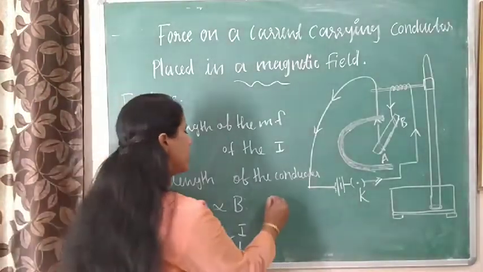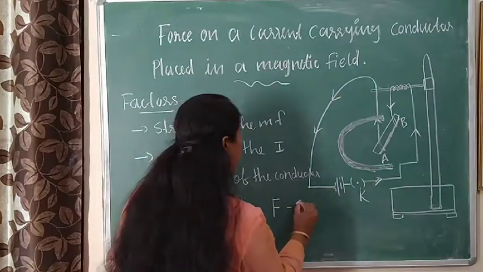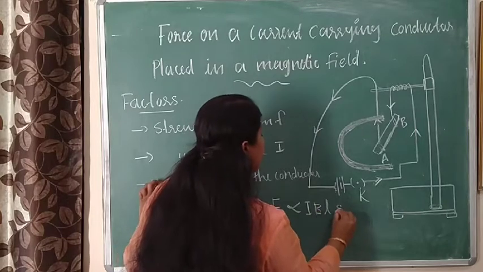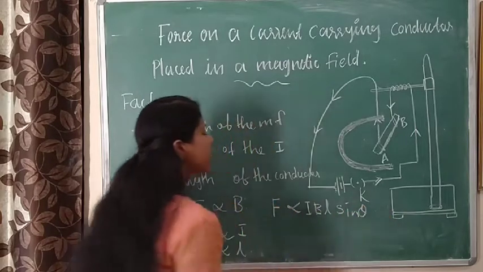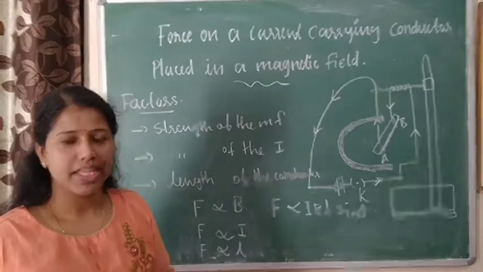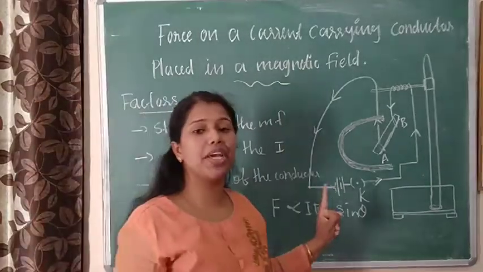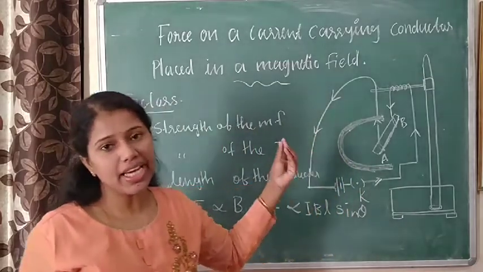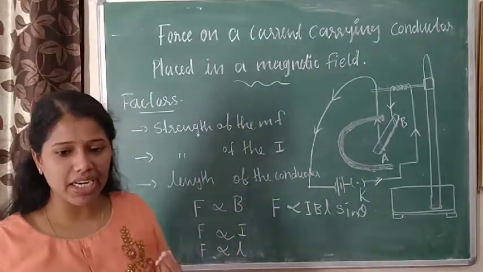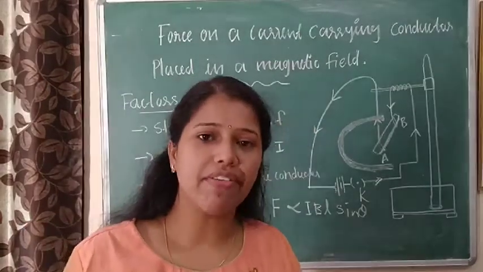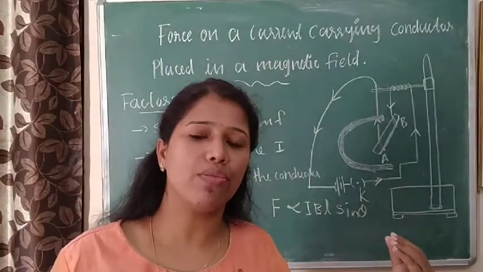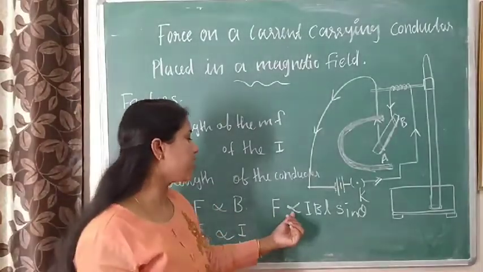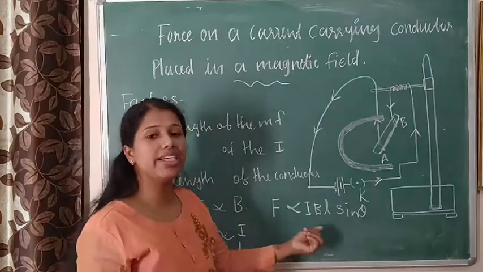Then we can write one more term: force depends on I, B, L, sin theta. Theta is the angle between the magnetic field and the current in the conductor. Then we can write F is proportional to IBL sin theta.